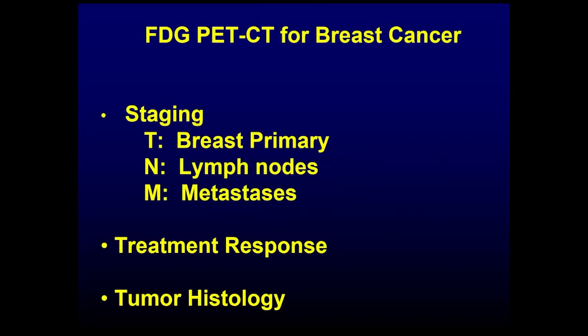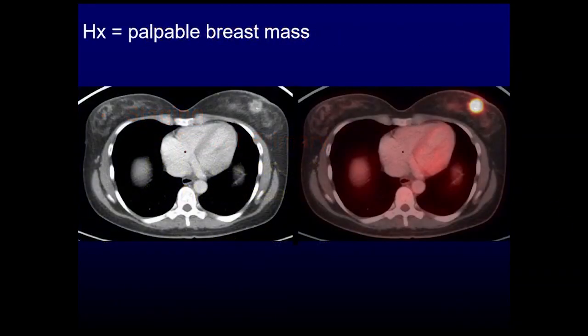So let's talk about FDG PET-CT for patients with breast cancer. We'll talk about the staging of breast malignancy, the TNM staging, tumor, node, metastatic disease. Then we'll talk about the evaluation of treatment response in patients with breast cancer, and then talk about the contribution of tumor histology in the interpretation of FDG PET-CT. We'll start by talking about staging of the primary malignancy, T staging.